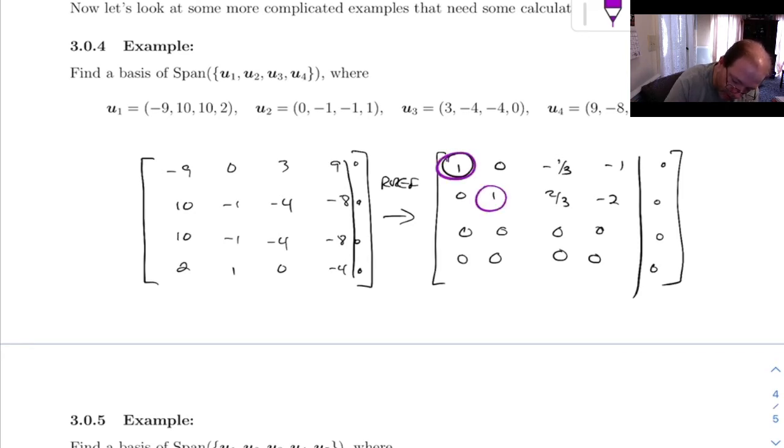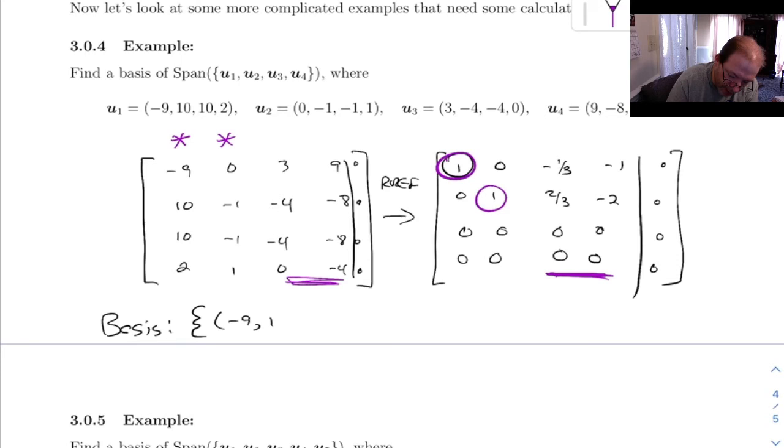The leading ones over here tell us which columns over here are linearly independent. So these free variables say that these can be generated by using the first two columns. So anyway, what we do is we only keep the vectors that correspond to the leading ones over here. So our basis is going to be -9, 10, 10, 2, and 0, -1, -1, 1.